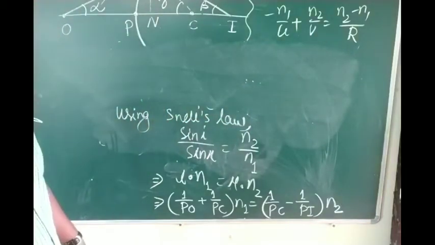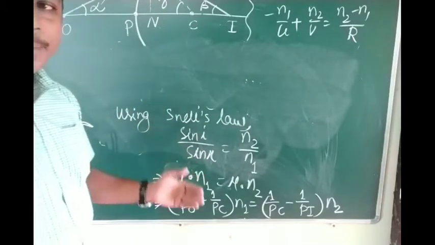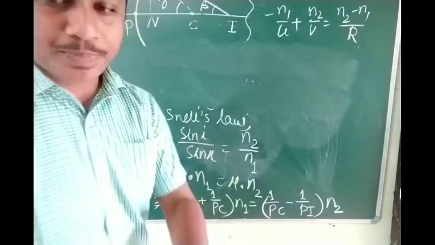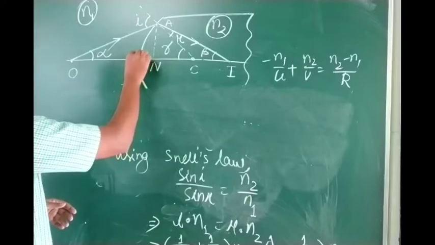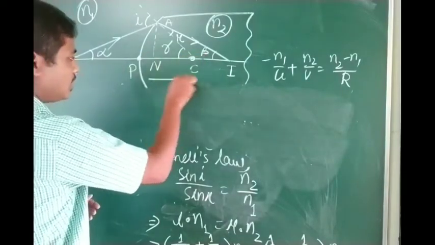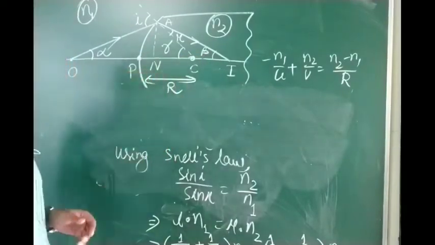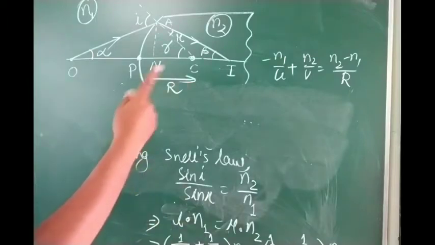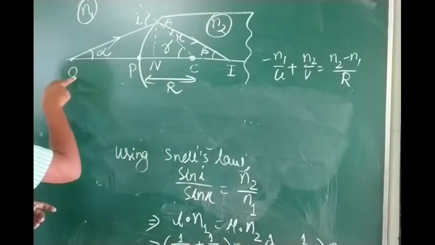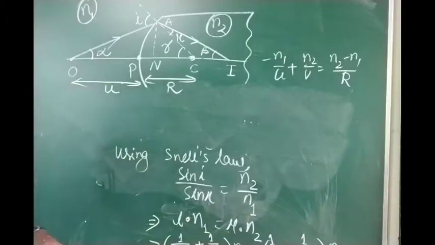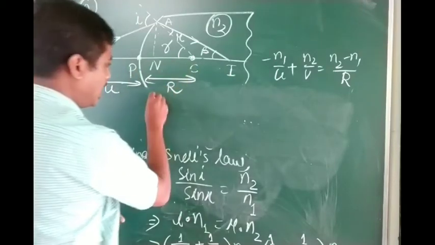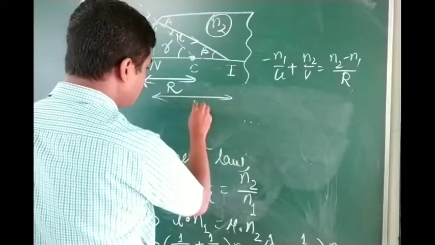Now if you see your diagram, go to the diagram. What is PC and PI, you can see in your diagram. Let me show the diagram once. See, from P to C, this is your radius of curvature, represented in your diagram. From P to O is your object distance. From P to I is your image distance.